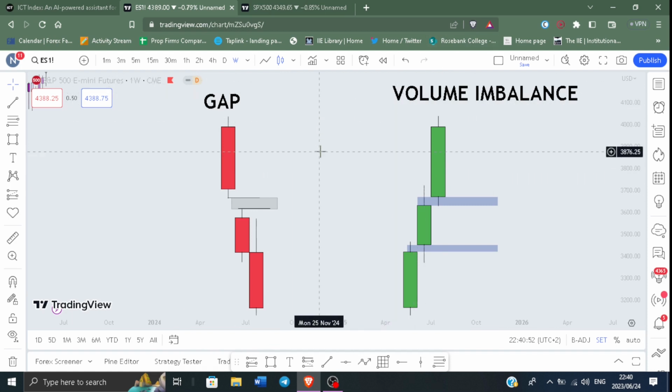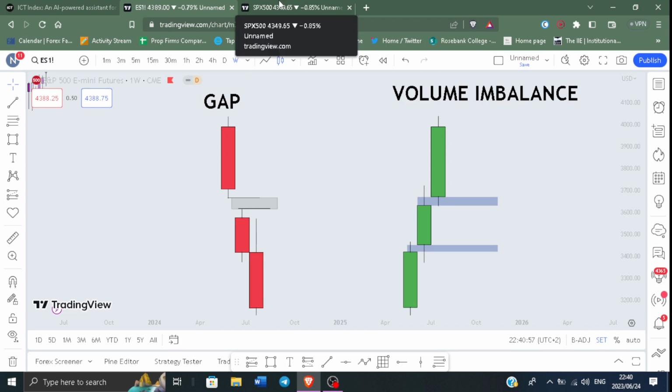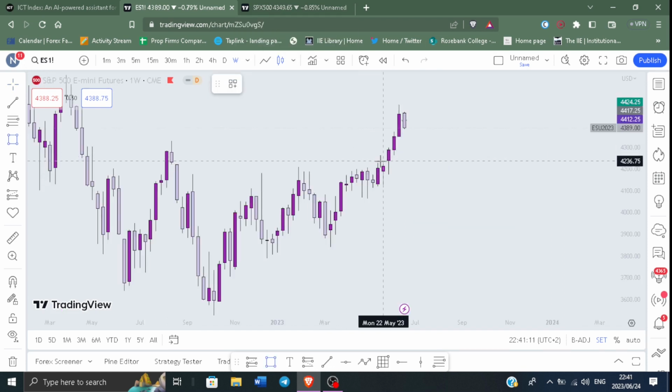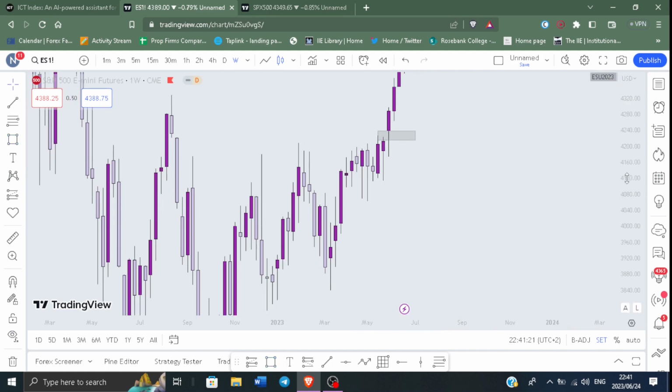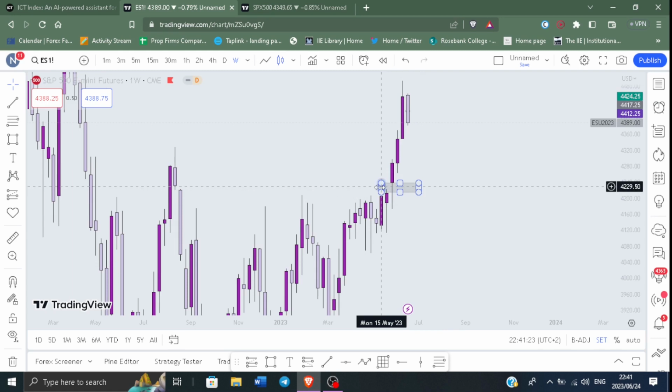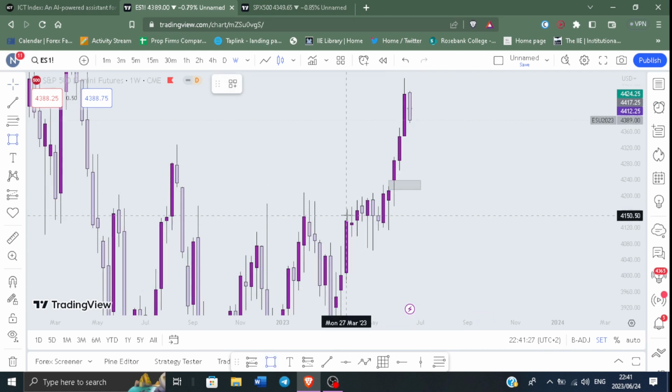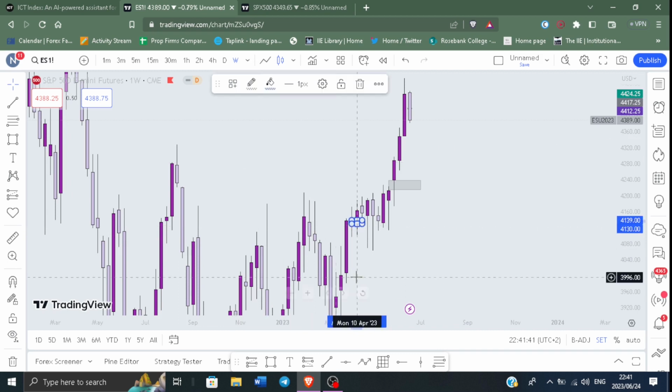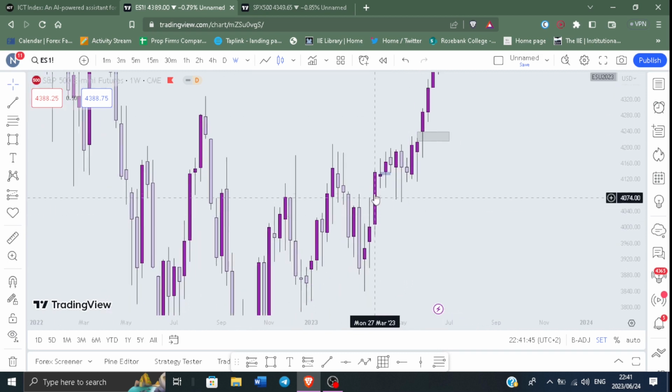Okay, so let's go into the chart and look at a few examples of volume imbalance. Because this wick overlaps with this candle's wick, this would be a volume imbalance. So let me come in closer so you can see it. That is a volume imbalance. Another example over here, where the wicks overlap but the bodies don't touch. This here, let me change the color. Okay, that is a volume imbalance.